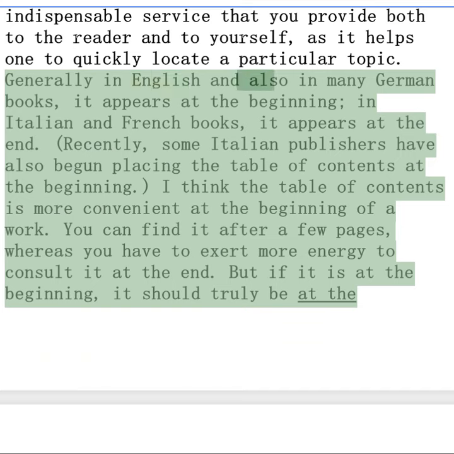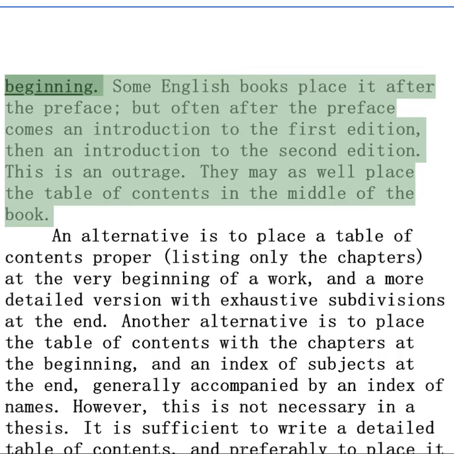Generally in English and also in many German books, it appears at the beginning. In Italian and French books, it appears at the end. I think the table of contents is more convenient at the beginning of a work. You can find it after a few pages, whereas you have to exert more energy to consult it at the end. But if it is at the beginning, it should truly be at the beginning.